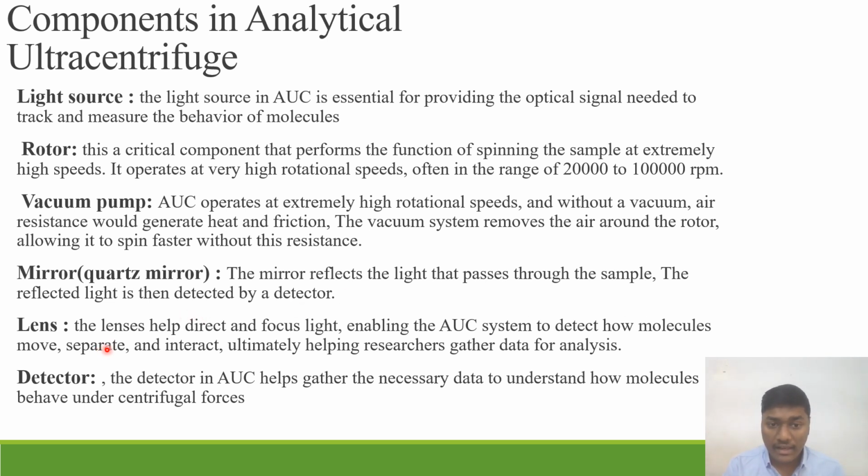Lens. The lens helps direct and focus the light, enabling the AUC system to detect how molecules move, separate, and interact, ultimately helping researchers gather the data for analyzing. Detector. The detector is also an important component in our AUC. The detector in AUC helps gather the necessary data to understand how molecules behave under a centrifugal force.